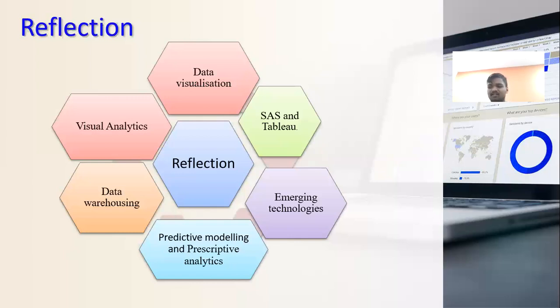emerging technology I had learned during the subject was location-based analytics, then geographical analytics, then real-time location intelligence, and accounting business intelligence. And I'd also learn how to use the two software names SAS and Tabula in very detailed manner.